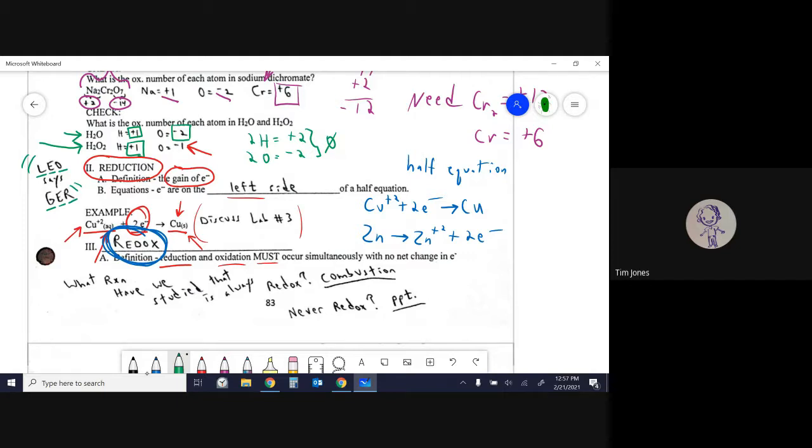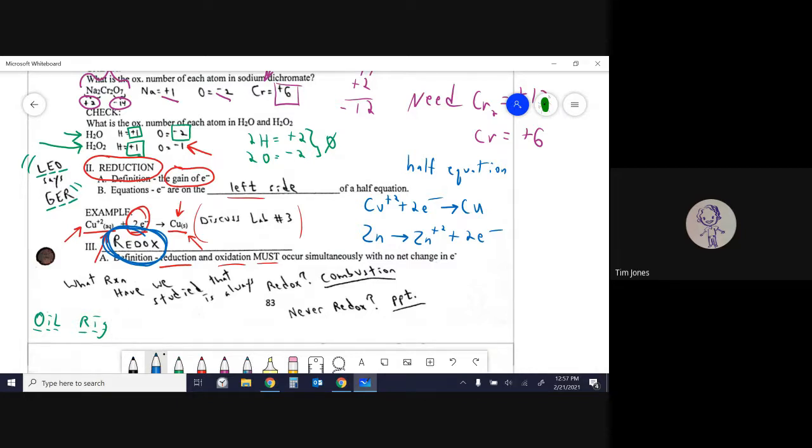There are other ones. Some people like oil rig. Oxidation is loss, reduction is gain, but that's not as much fun. That's the only ones I can think of right now. So we're going to go with Leo.